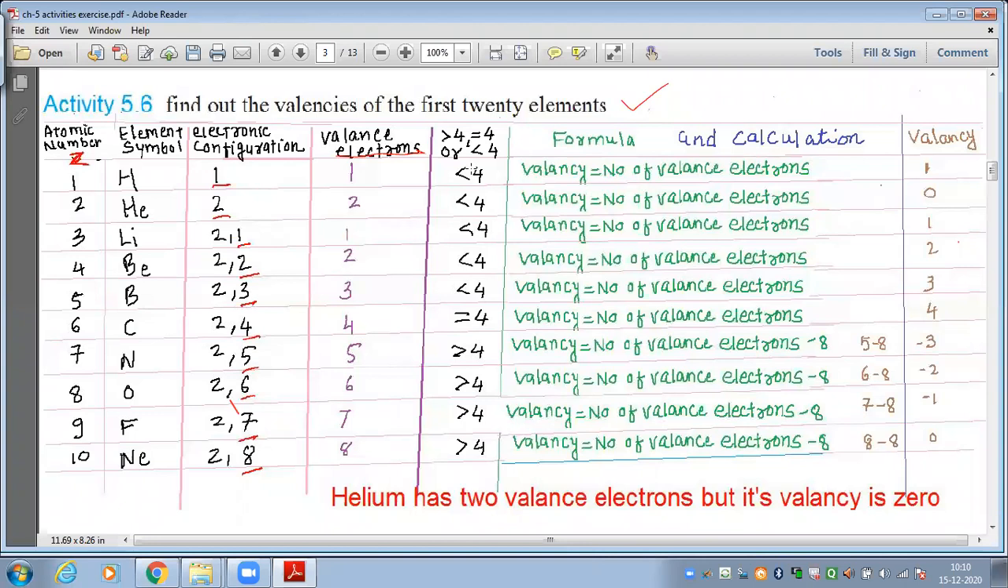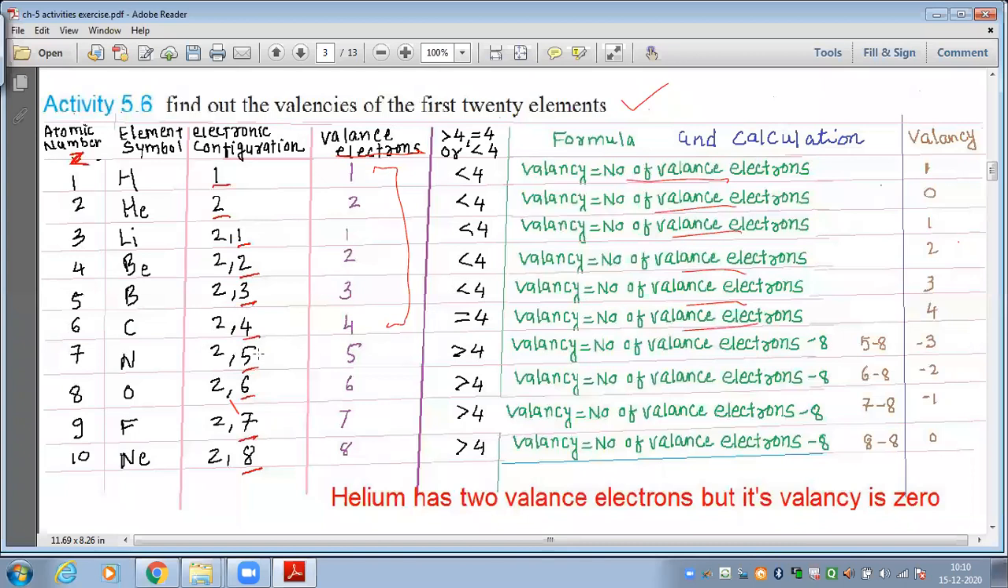Now we just need to understand whether these valence electrons are greater than 4 or less than 4. So here you can see that if you start from hydrogen up to carbon, the number of valence electrons is all less than 4, and that is why the valency is equal to the number of valence electrons in all these cases.